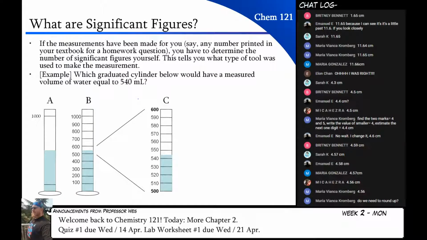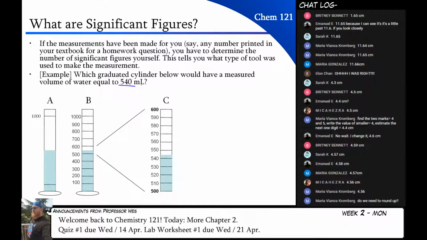All right, so let's do that. Let's work backwards. I'm going to give you this number. I made a measurement and I got 540. Which graduated cylinder did I use to record the number 540? Cylinder A, B, or C?